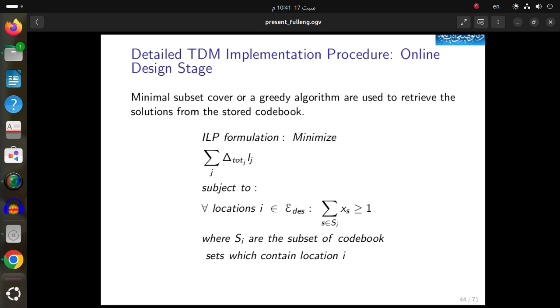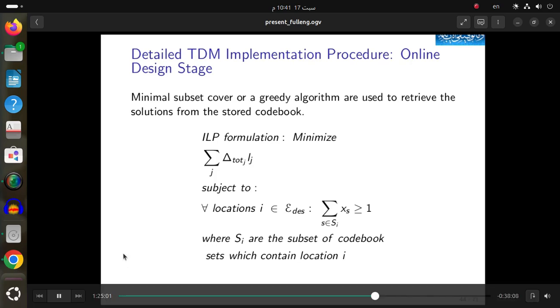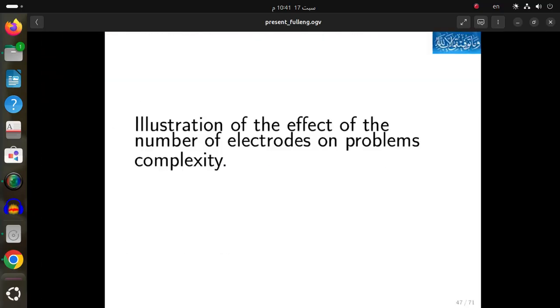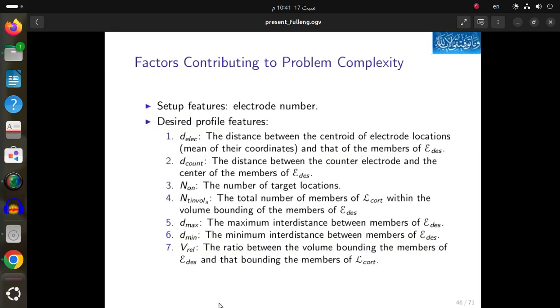Now we come to the first aspect of our theoretical framework of studying time division multiplexing. As we said, we want to study the factors that contribute to problem complexity. These factors can be mainly divided into factors under my control and factors defined by the problem. It is more important for us that time division multiplexing makes a difference with the factors that are uncontrollable, that are defined by the problem.